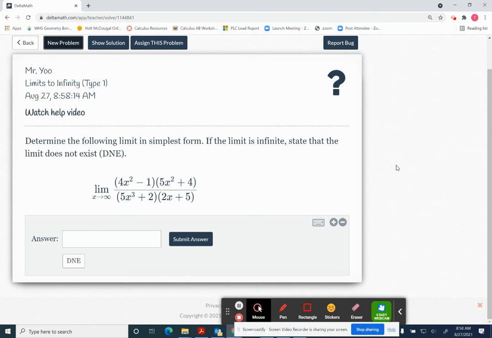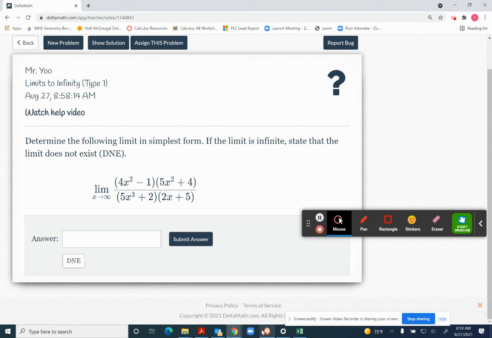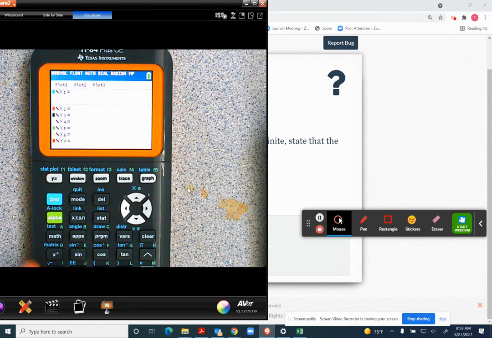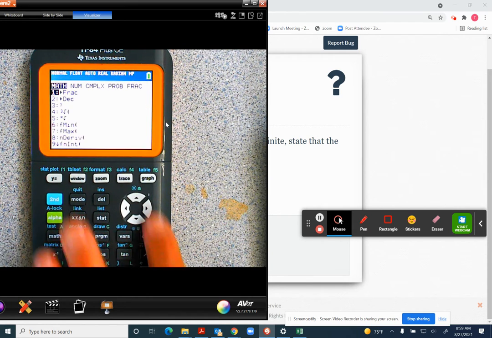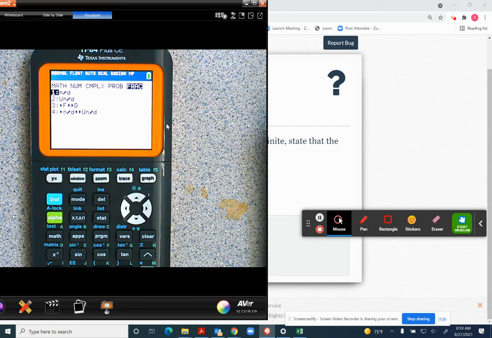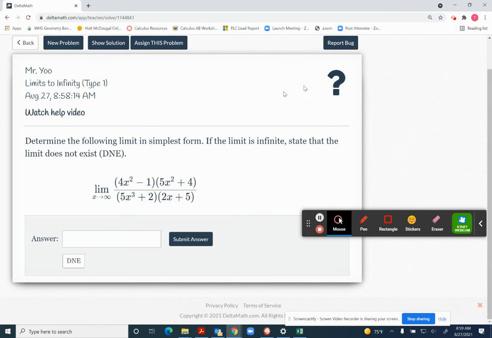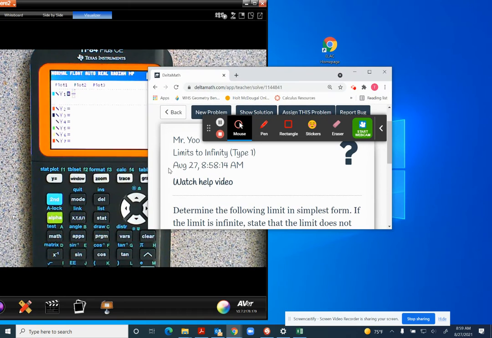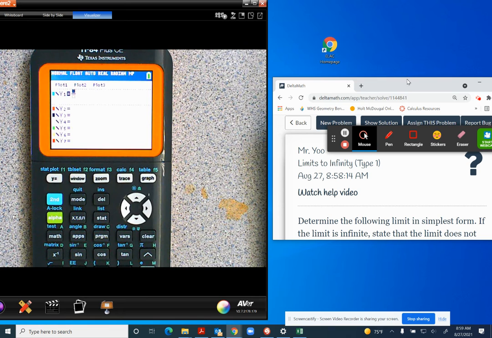All right, so let me pause this since you guys are graphing. All right, just in case, if you don't know how to use your graphing calculator, you need to put it as a fraction. How do you put it as a fraction? You have to go to math, and then move it over to the fraction, and then press enter, and then you get that fraction right there. Do you see it? All right, now this one, I need to minimize it so I can see it.